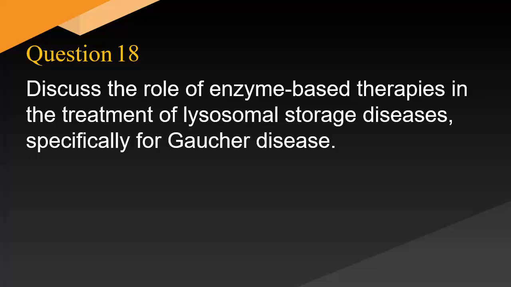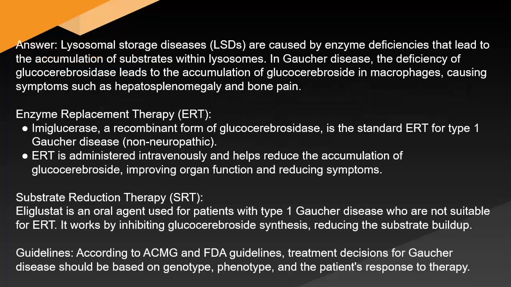Discuss the role of enzyme-based therapies in the treatment of lysosomal storage diseases, specifically for Gaucher disease. Answer: lysosomal storage diseases (LSDs) are caused by enzyme deficiencies that lead to the accumulation of substrates within lysosomes. In Gaucher disease, the deficiency of glucocerebrosidase leads to the accumulation of glucocerebroside in macrophages, causing symptoms such as hepatosplenomegaly and bone pain. Enzyme replacement therapy: imiglucerase, a recombinant form of glucocerebrosidase, is the standard ERT for type 1 Gaucher disease, non-neuropathic. ERT is administered intravenously and helps reduce the accumulation of glucocerebroside, improving organ function and reducing symptoms.